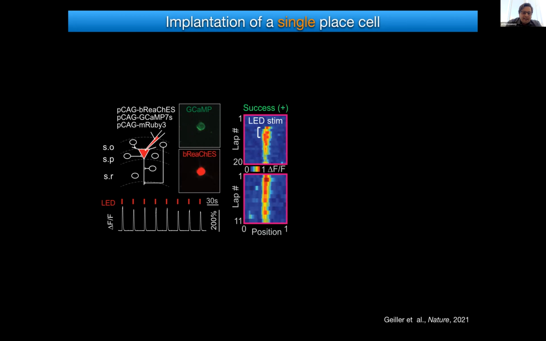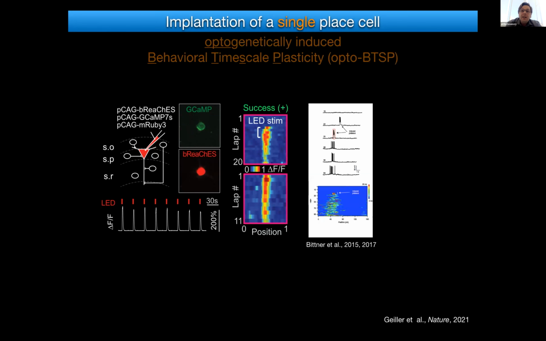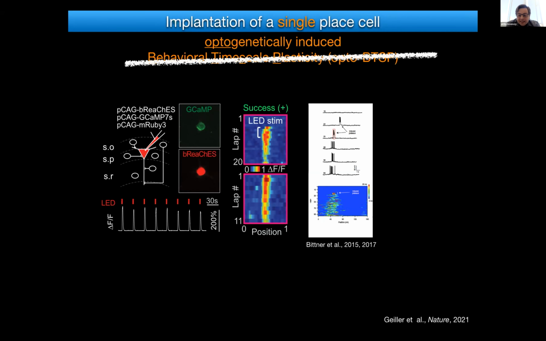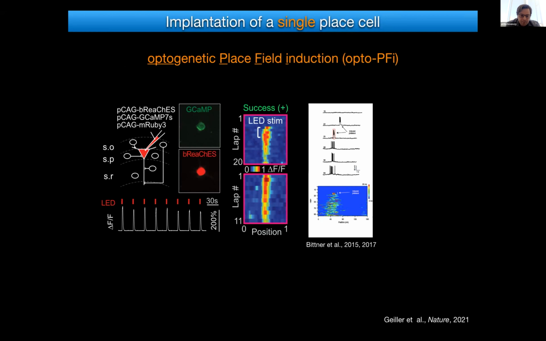I'd like to mention here that this optogenetic manipulation approach is very similar to what was recently discovered and described as de novo or electrophysiologically induced place fields by the Magee lab, and they called it behavior timescale plasticity. So we originally called our method opto-BTSP, but reviewers opposed this terminology. So I will use the term optogenetic place field induction, or opto-PFI.